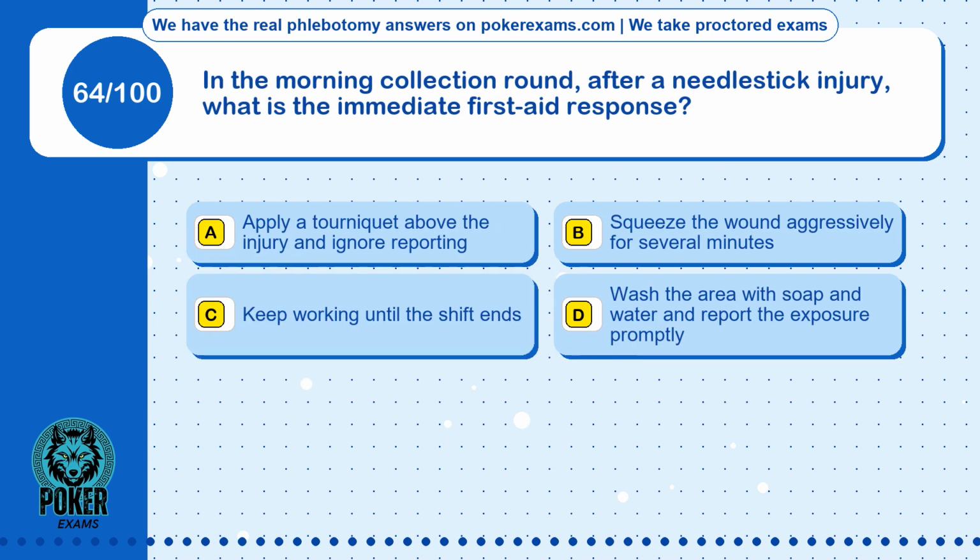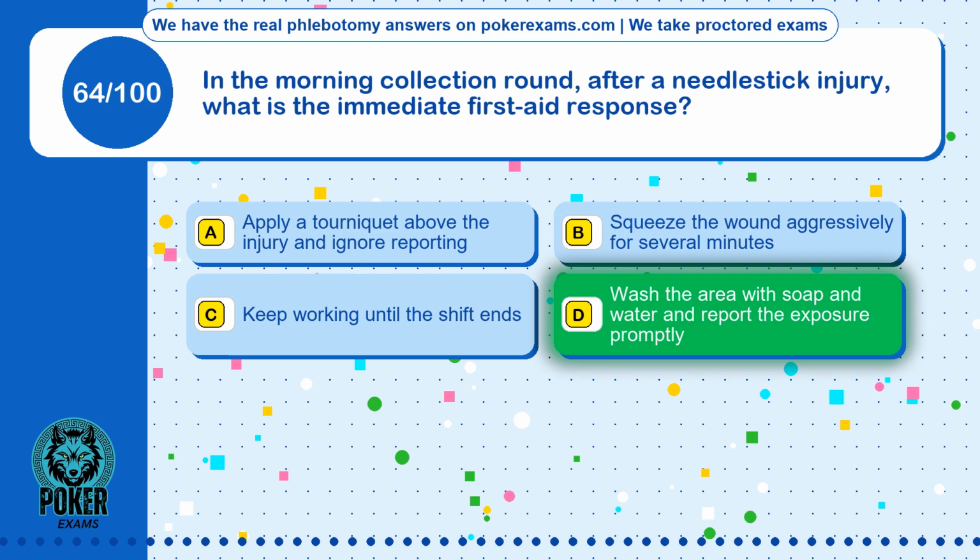Question 64. In the morning collection round, after a needle stick injury, what is the immediate first aid response? Option A, apply a tourniquet above the injury and ignore reporting. Option B, squeeze the wound aggressively for several minutes. Option C, keep working until the shift ends. Option D, wash the area with soap and water and report the exposure promptly.